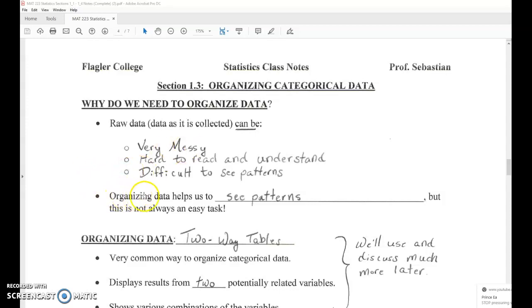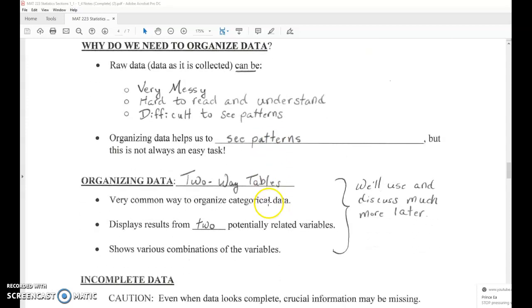Because organizing data helps us to see those patterns, and that's what we need to do as statisticians or as citizens trying to understand statistics: we need to be able to see the patterns. But it's not always an easy task.